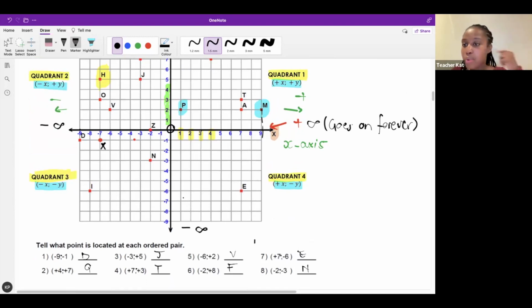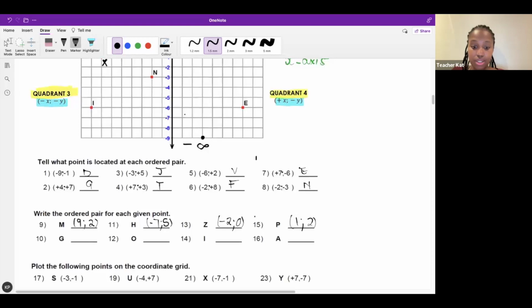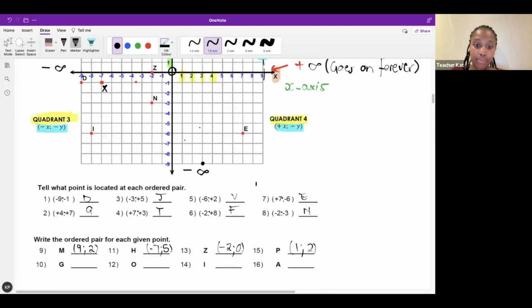Oh, am I going up or down for -9? I'm going down. How many times? 9 times. So I'm going all the way down over there, and that is my point K.